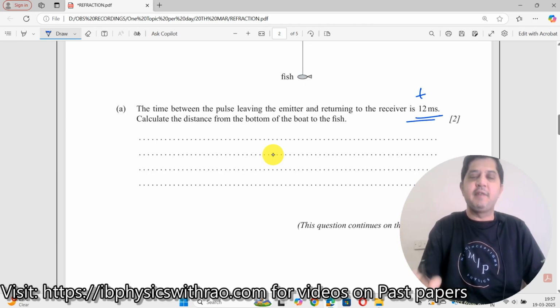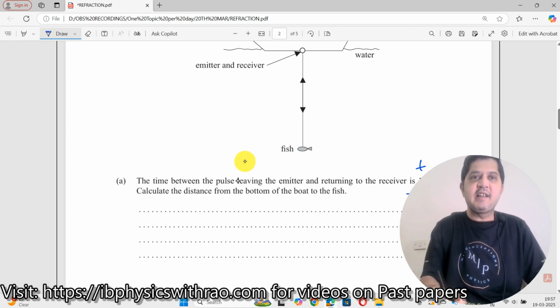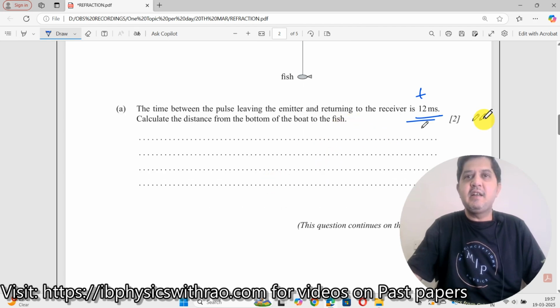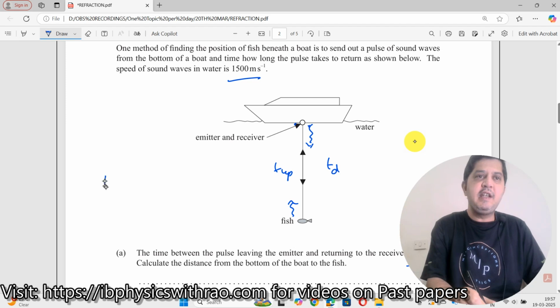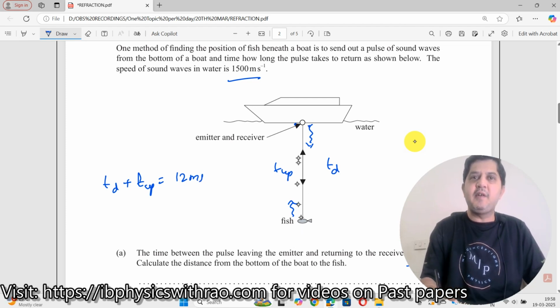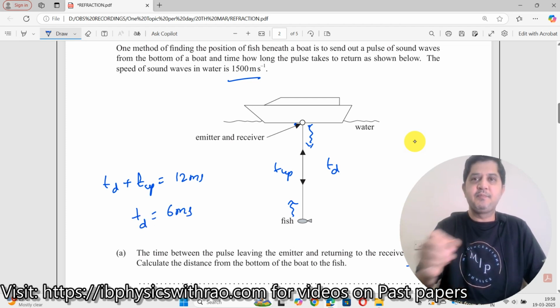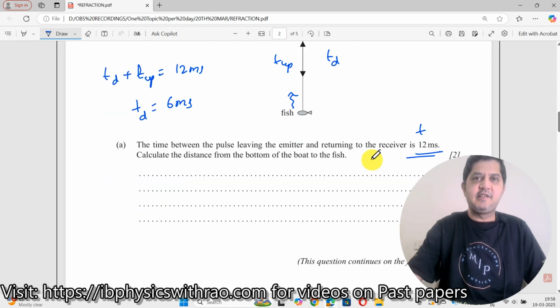So T is given. Now what is this T here? It says the time between the pulse leaving the emitter and returning to the receiver. That means you send a pulse from here, this pulse goes down, gets reflected here and comes back to this point once again. So this is your T down and this is your T up. T down plus T up is equal to 12 milliseconds, which means the time taken for the down wave and up wave should be the same. So I can now say T down should be equal to 6 milliseconds. We are deducing something. For what purpose? Let us see it further.